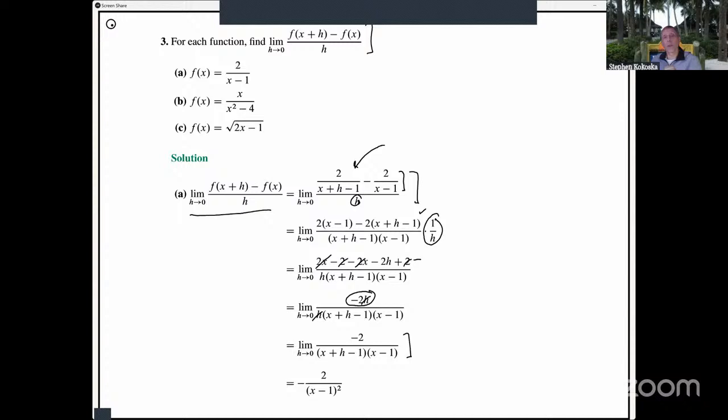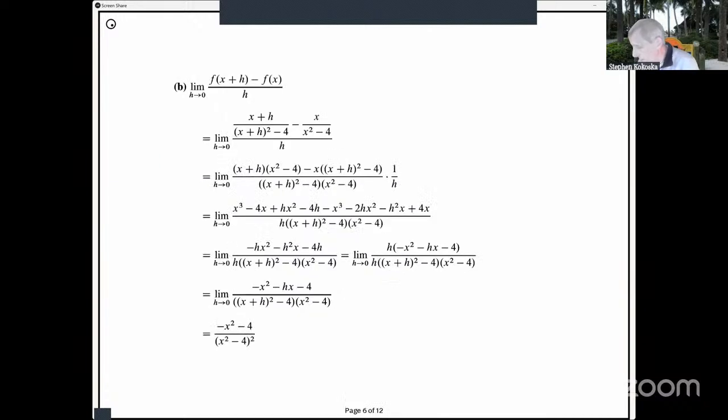Now I can use direct substitution because when I plug in h equal to 0, I do not get a 0 in the denominator. I do not get 0 over 0. I do not get an indeterminate form. Remember, in this limit expression, we're treating h as the variable. And so x is considered a constant here in that expression. And so when I do that, I think I got a minus 2 divided by x minus 1 quantity squared. Neat problem.